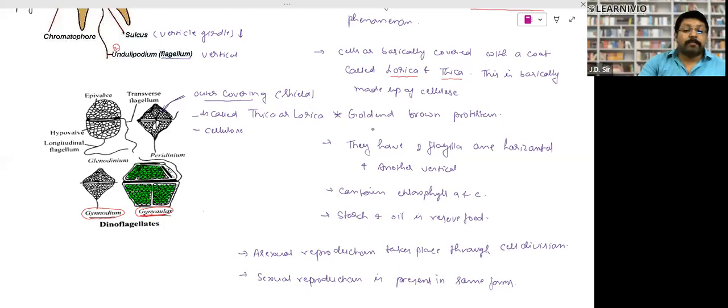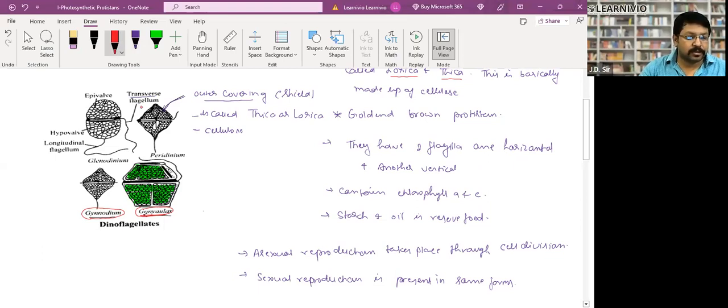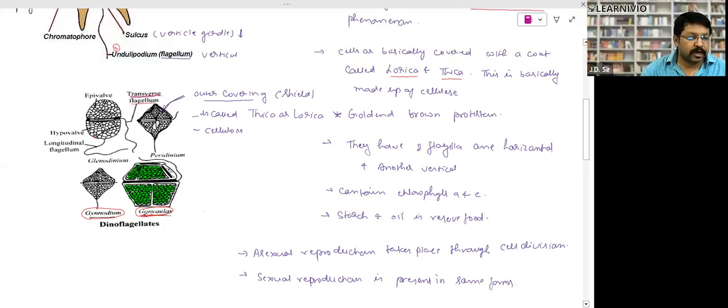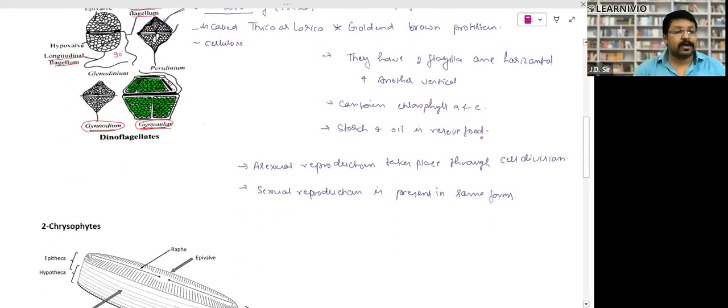They are also called golden brown protistans because their color is golden brown. They have two flagella, one horizontal, one vertical. I have already told you, look, this is the transverse flagella, and this is the longitudinal flagella. They have two flagella at an angle of 90 degrees. They contain chlorophyll A and chlorophyll C. Chlorophyll B is not found, which is a part of higher plants, angiosperms. The reserve food in their body is starch and oil.